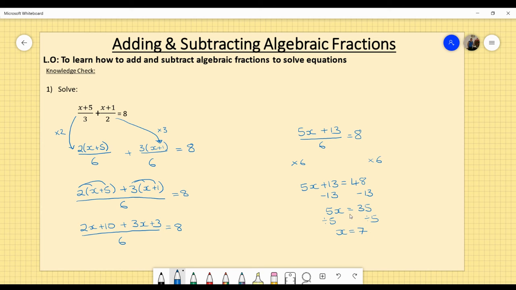Okay, and remember, because it's an equation, it is one that you can substitute in the solution and check it works. So we can do 7 add 5 is 12, divide by 3 gives me 4, 7 add 1 is 8, divide by 2 gives me 4, 4 add 4 does in fact equal 8. Okay, so there's some extension questions for you to have a go at, and then let me know how you get on.